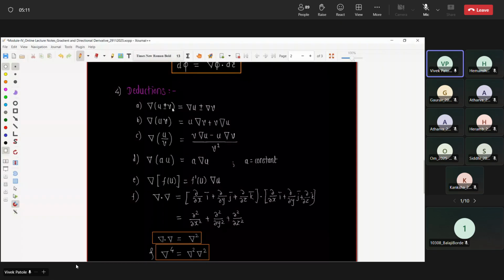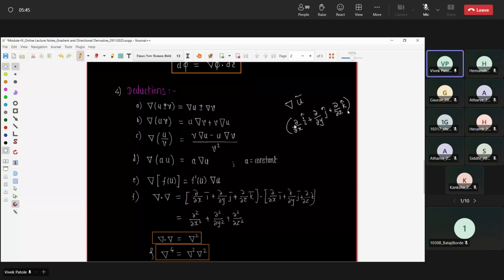Sir, can you please explain why we cannot use it on vectors? We cannot operate it, because we are having vectors, we are having i, j, k. In that, del is what? If I consider del dot u bar, del is ∂/∂x i cap plus ∂/∂y j cap plus ∂/∂z k cap, right? And into this is u bar.